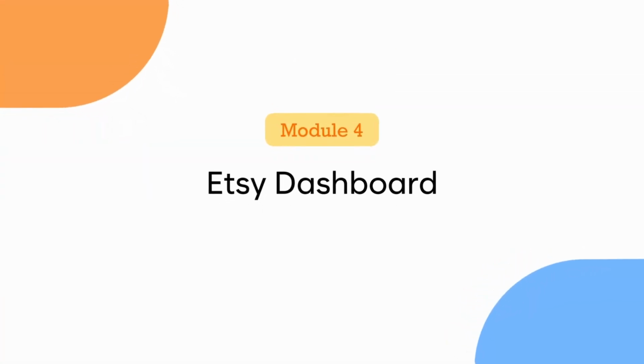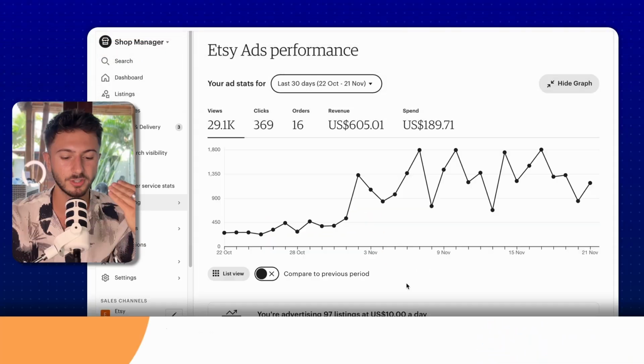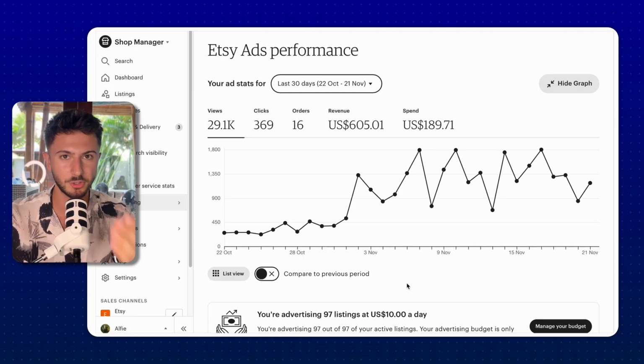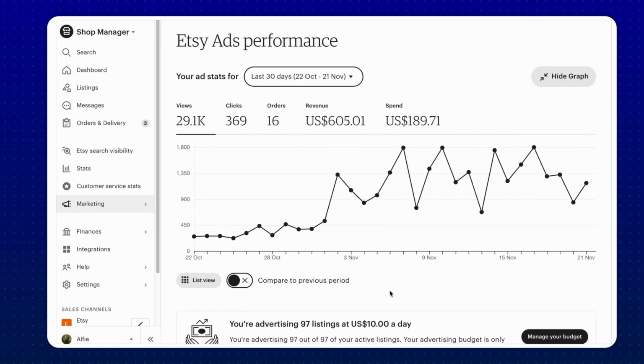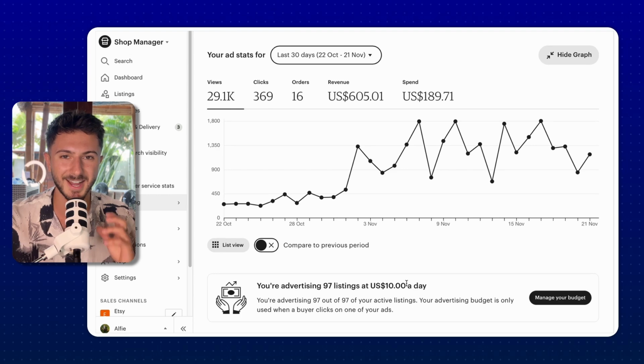And now I'm going to go into my dashboard and actually show you how to navigate the dashboard and just talk through everything that you would expect to see, first of all. So the way to find your Etsy ads is in your shop manager through the marketing section, and then you can find Etsy ads through here.